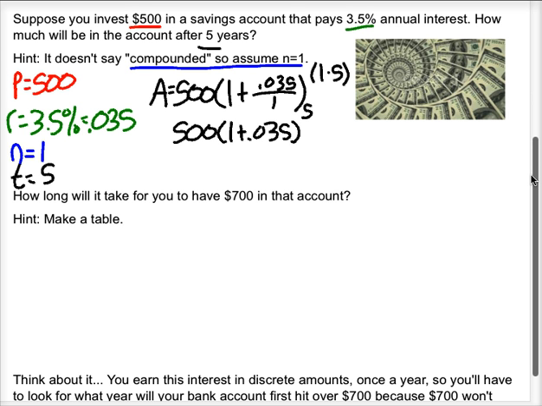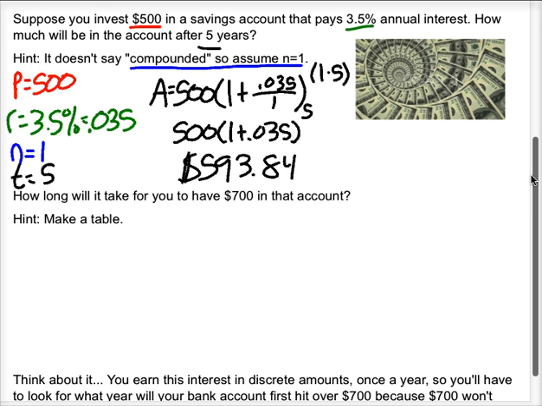All right, so that's something I want you to see, that it is very connected. It is the same thing as a growth equation, just happens to have that n in it. Otherwise, it actually does turn out to be the same equation. So let's calculate that. And if you check your work on the calculator, you should get $593.84.